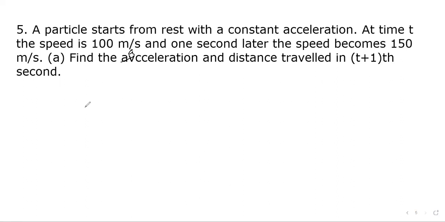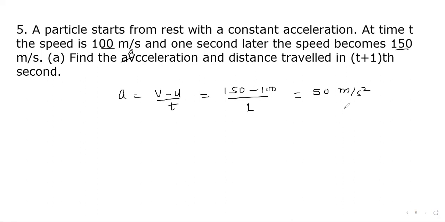So we can apply the formula. Acceleration equals v minus u divided by t. Here, velocity is 150 and this is 100. So the difference of the two, 150 minus 100, divided by time, which is 1 second. So this will give 50 meters per second squared.